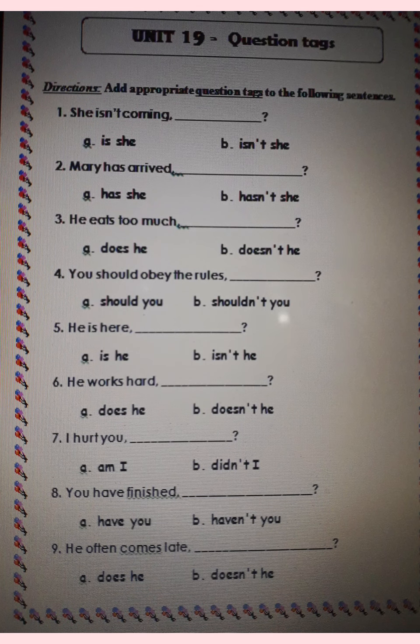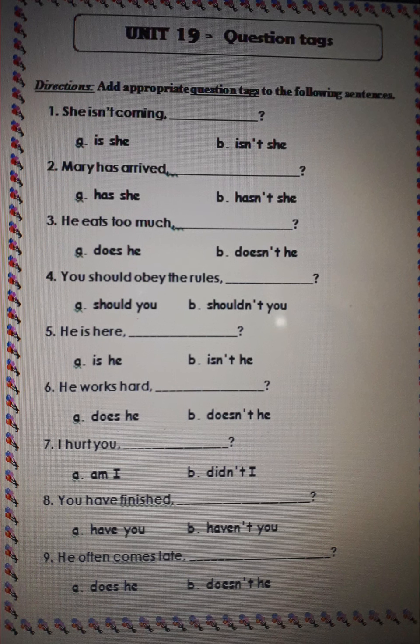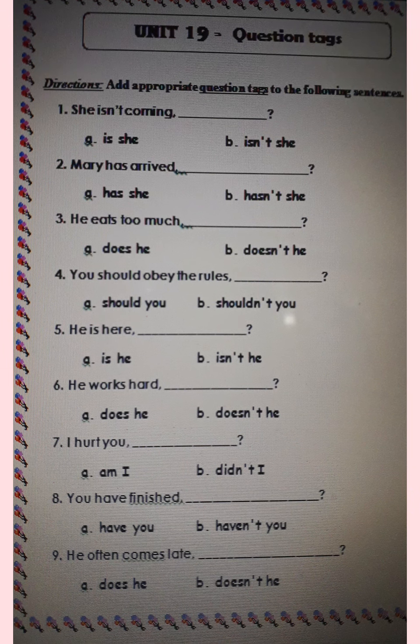Unit 19, question tags. We add question tags to the end of the statements to turn them into questions. They are used in spoken language, especially when we want to check something is true or invite people to agree with us. If the main part of the sentence is positive, we usually add a negative question tag. For example, Jake is lovely, isn't he? If the main part is negative, we usually add a positive question tag. For example, none of them eat meat, do they?